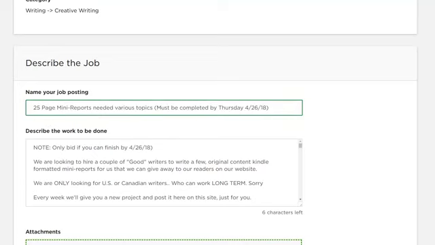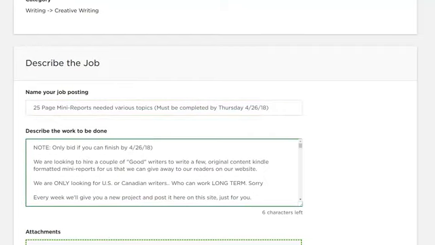And I don't say ebook specifically, I say mini reports because the word ebook has a higher perceived value. So people tend to want to charge more when you say ebook. So here, let's look at the description. I say only bid if you can finish this by Thursday, right?